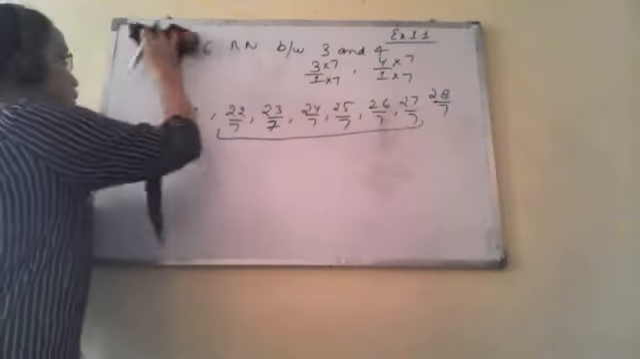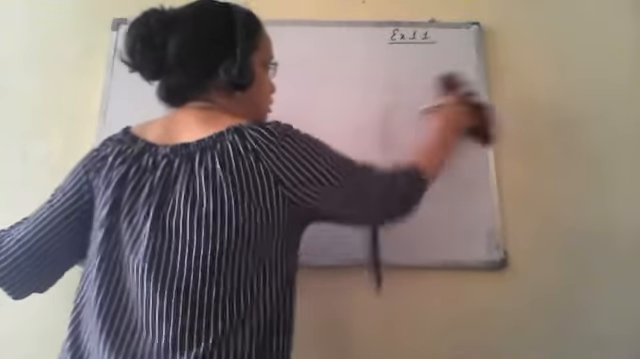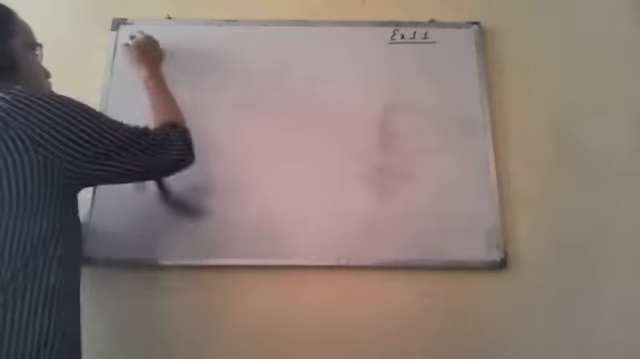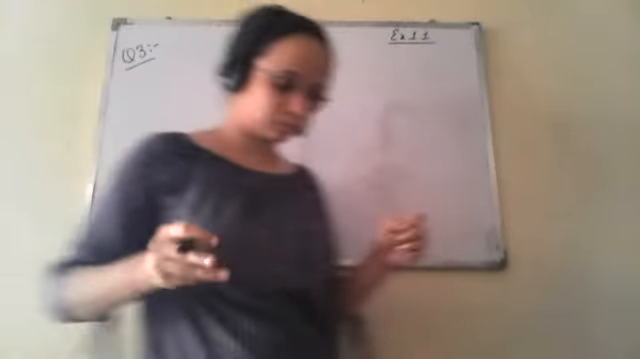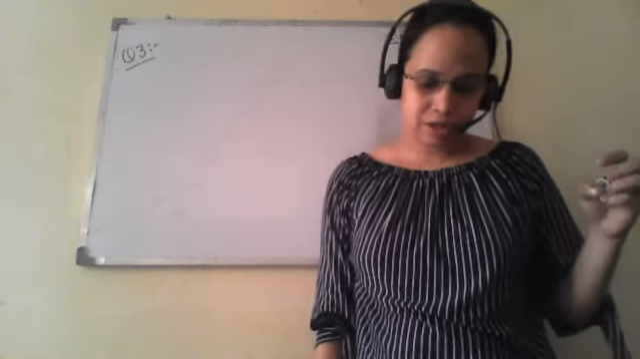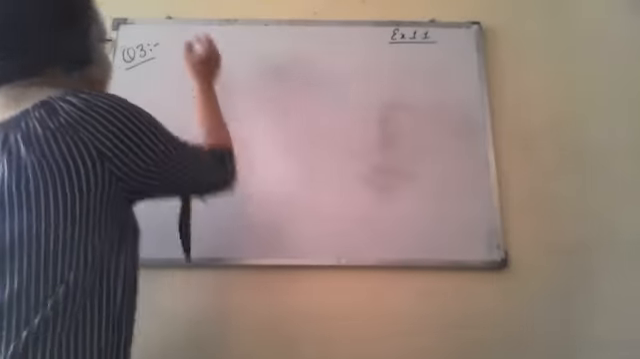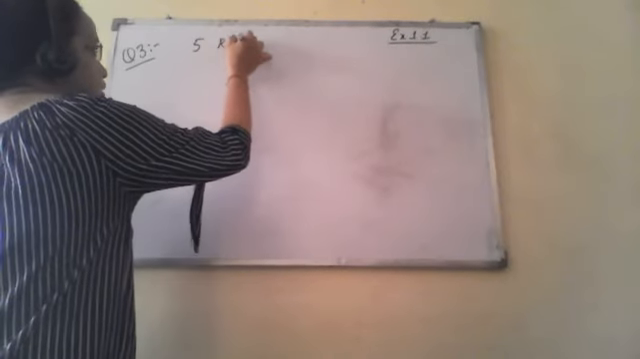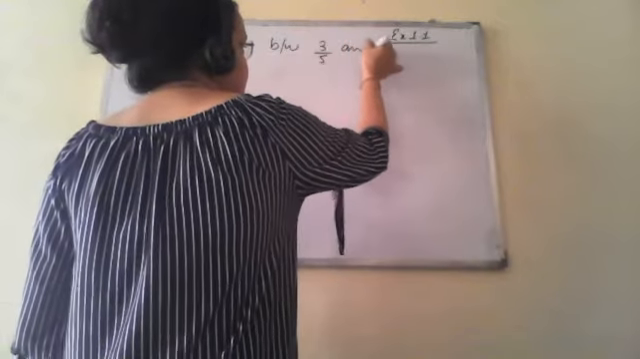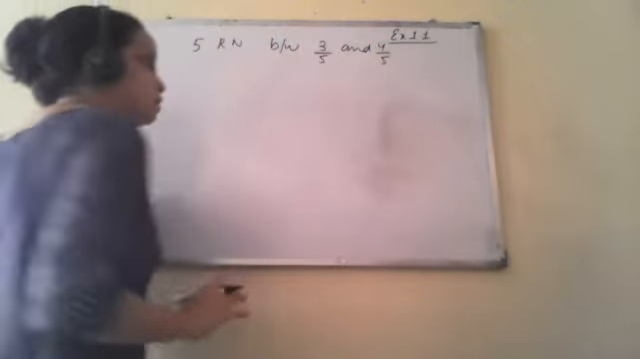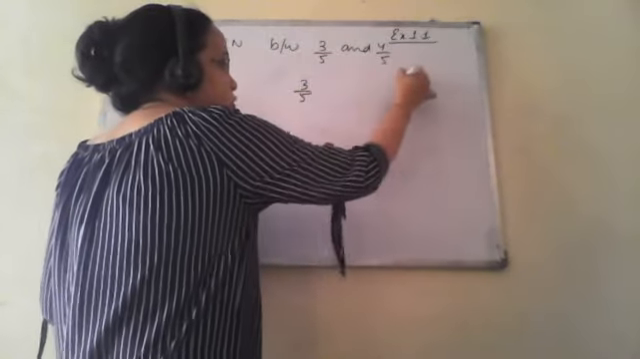Now next question, question number 3. Find 5 rational numbers between 3 upon 5 and 4 upon 5. So we have to find 5 rational numbers between 3 upon 5 and 4 upon 5. So these are like terms, or these have the same denominator. So this is 3 upon 5 and 4 upon 5.